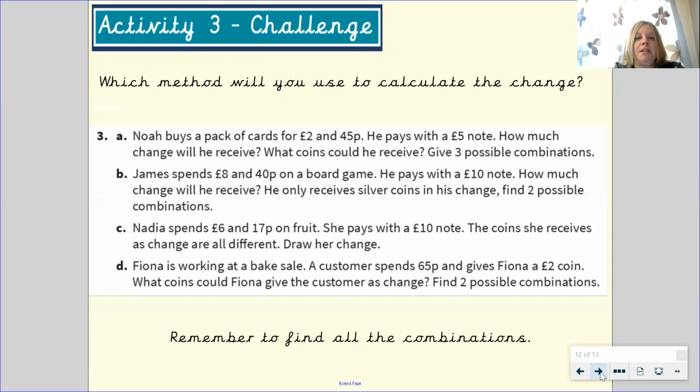Let's look at the first one. Noah buys a pack of cards for £2 and 45p. He pays with a £5 note. How much change will he receive? What coins could he receive? Give 3 possible combinations. So if it's asking for 3 possible combinations, that means you need to show me 3 different ways that he could get the change. So you need to remember to find all of the combinations.